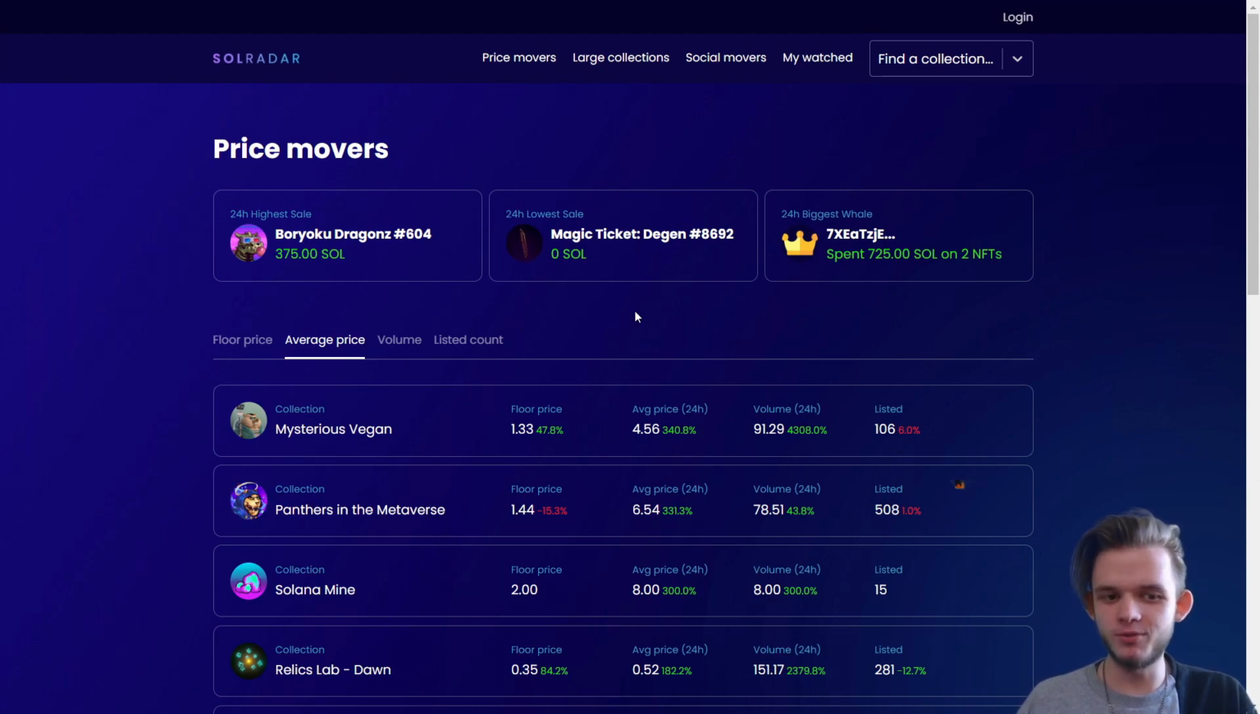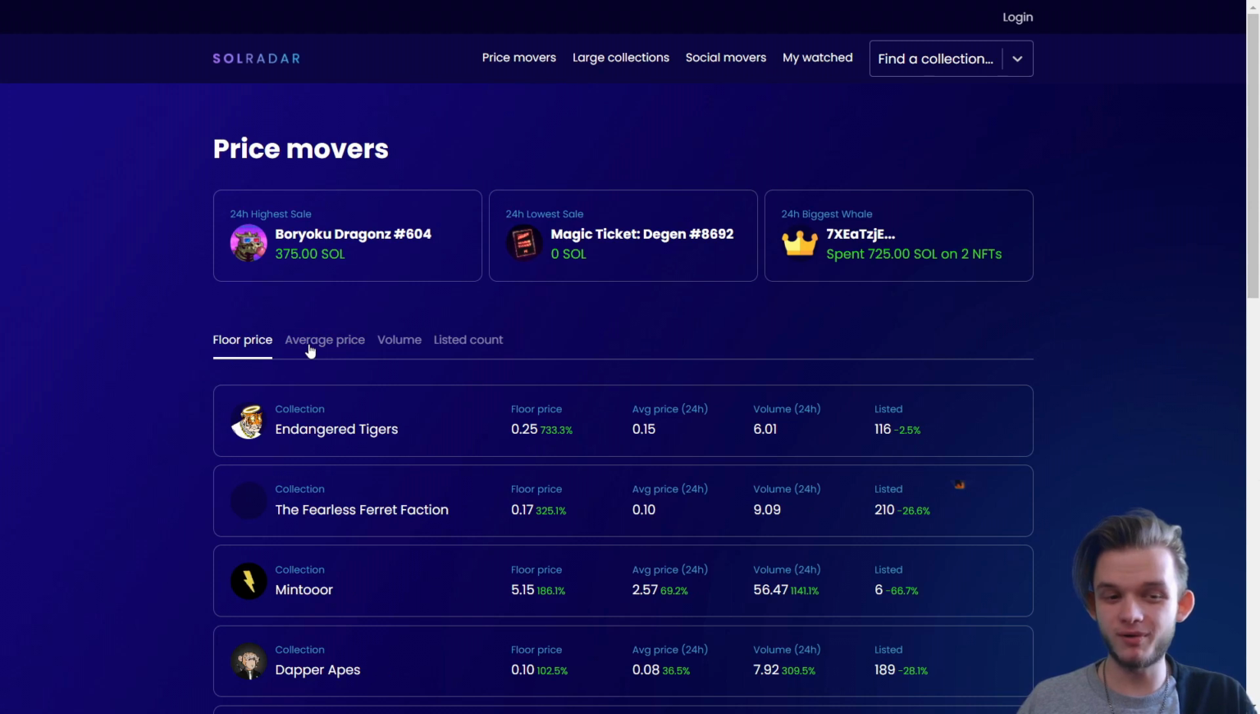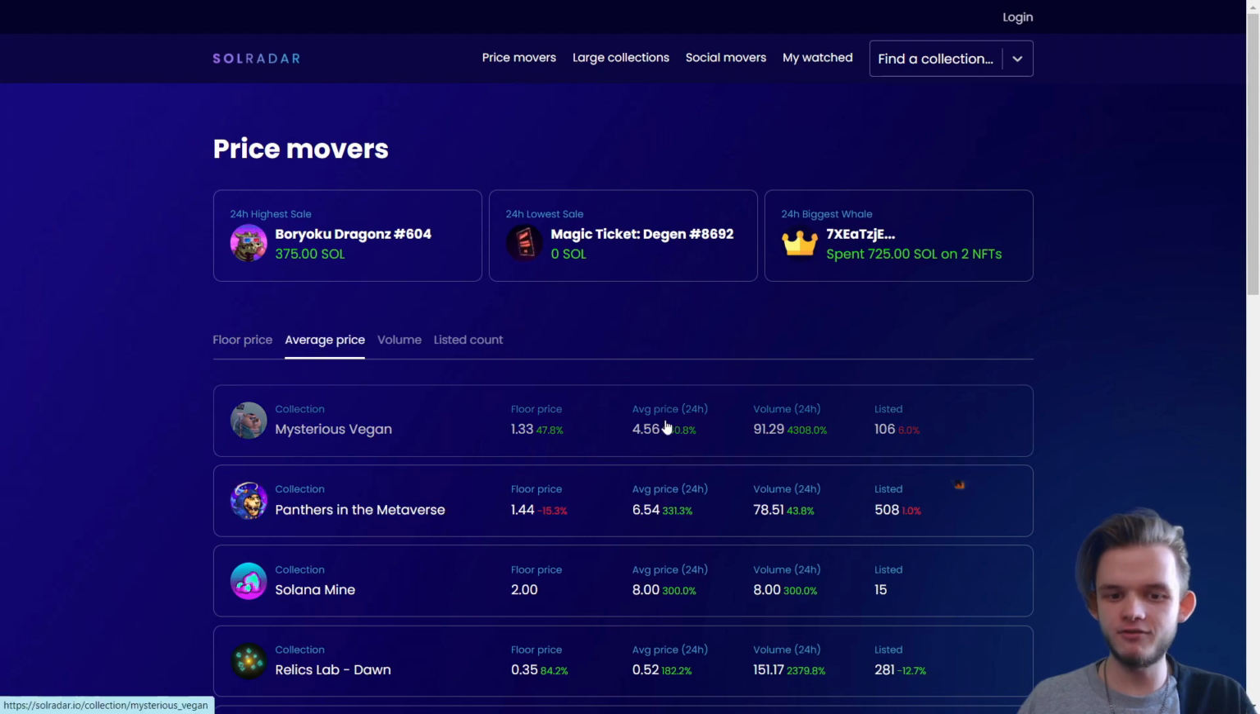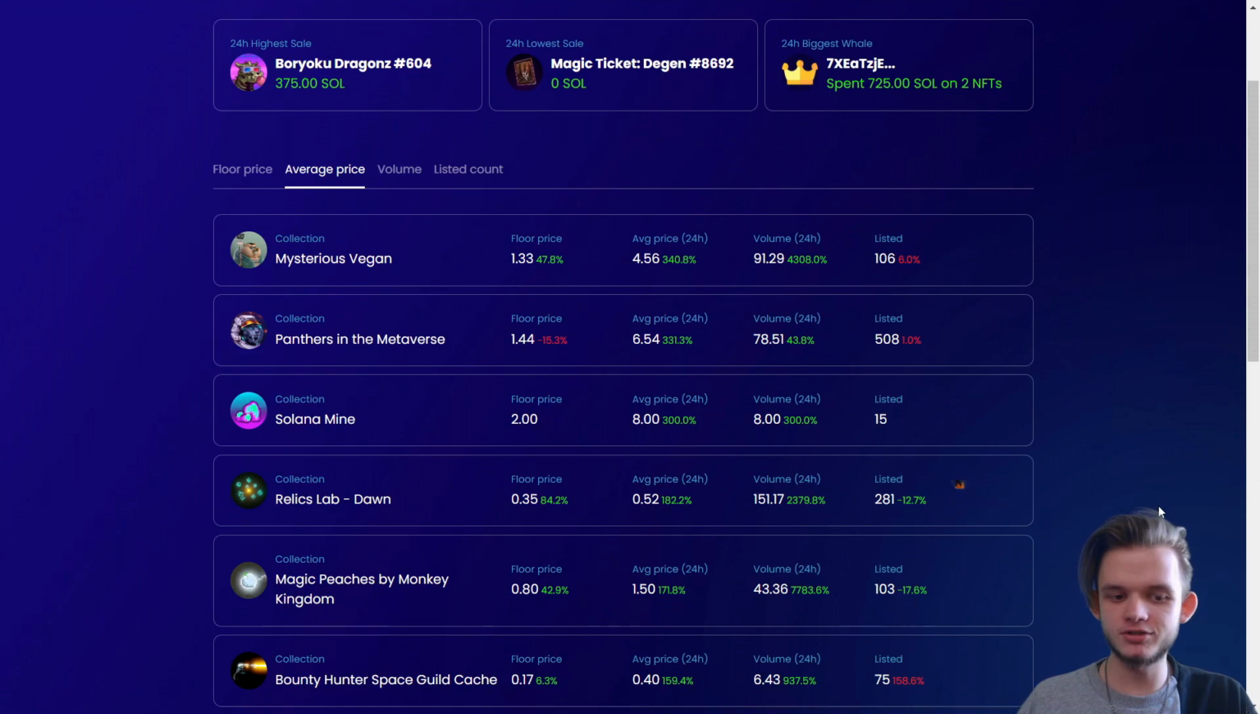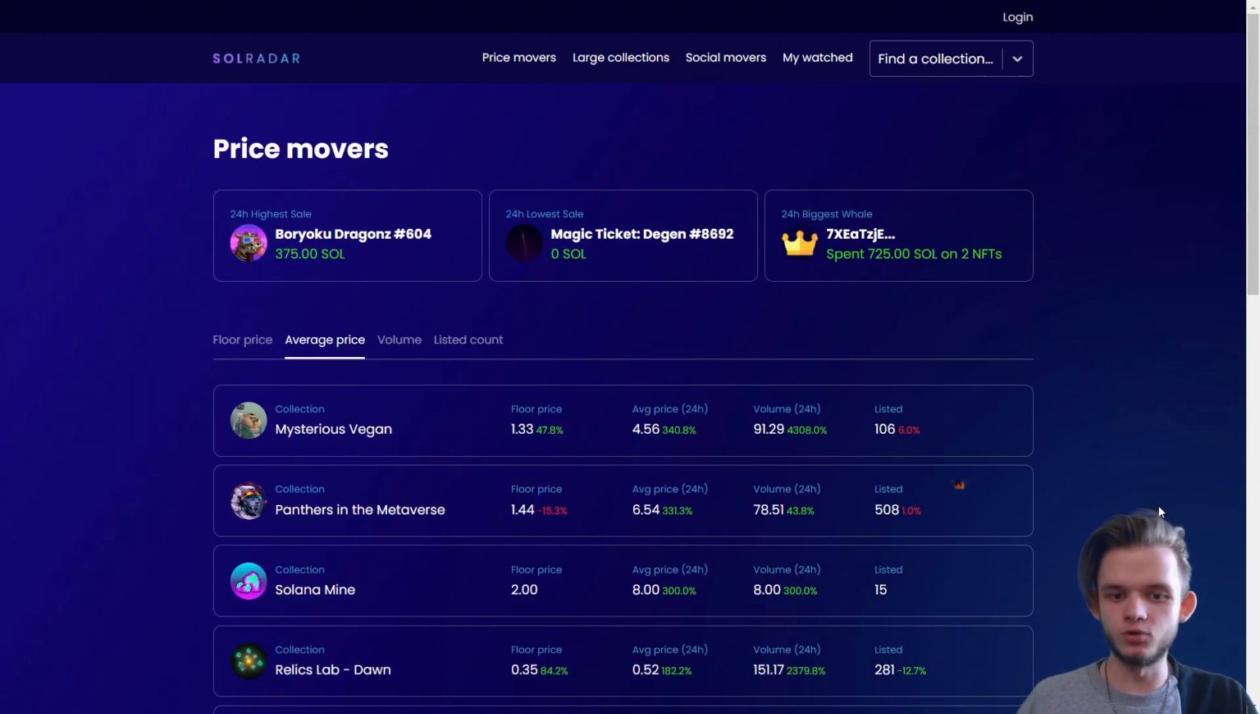It's more fundamental than the floor price, because floor price can change really fast and really hard. Like if someone buys out 20 NFTs, the floor price just skyrockets, and the average price doesn't change so fast. This is fundamental, and it's a really green flag if you're looking at a collection and the average price is growing really hard.